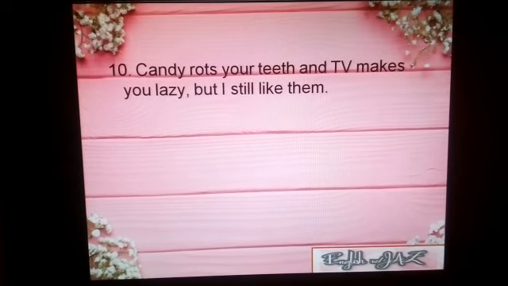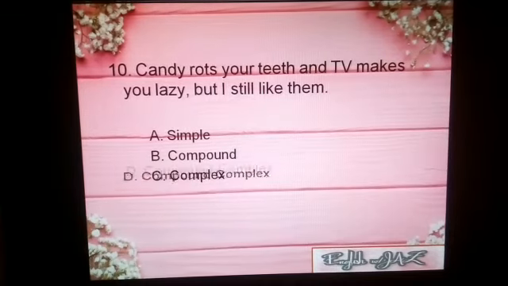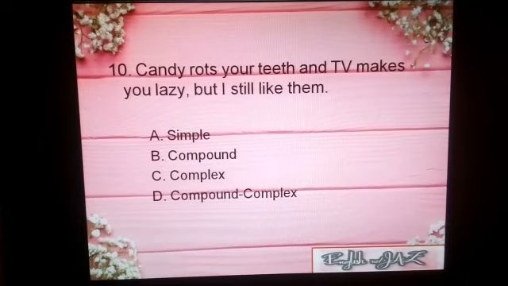For our last number, number 10: candy rots your teeth and TV makes you lazy, but I still like them. In this example, we have two independent clauses joined by a coordinating conjunction but. Our first independent clause is candy rots your teeth and TV makes you lazy. The other independent clause is I still like them. So we have two independent clauses joined by the conjunction but, which makes this a compound sentence.